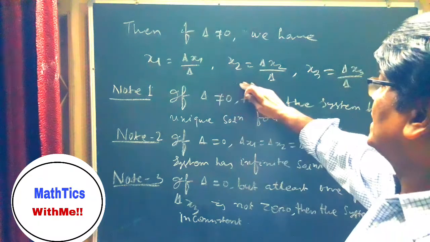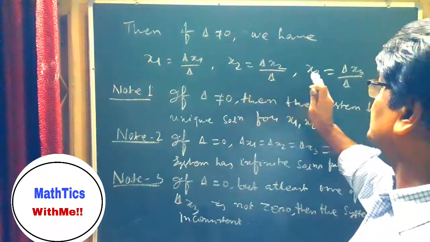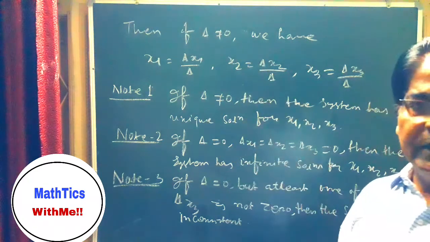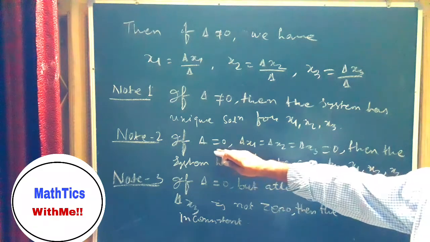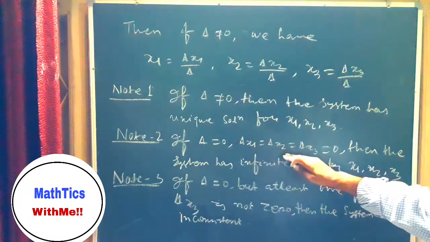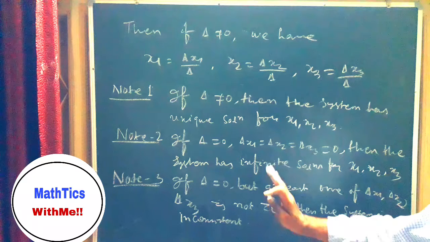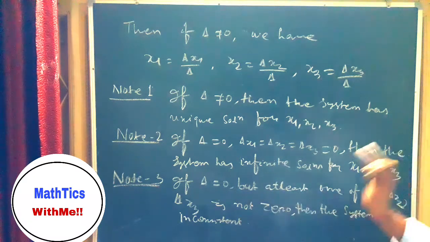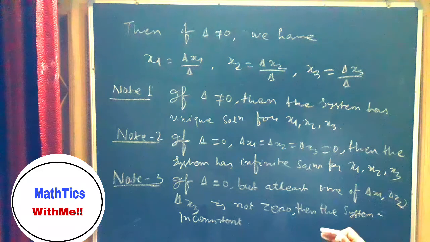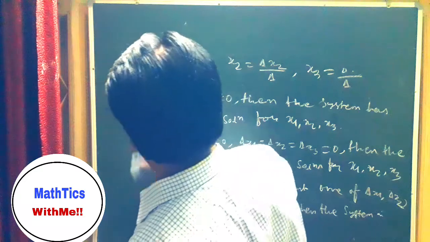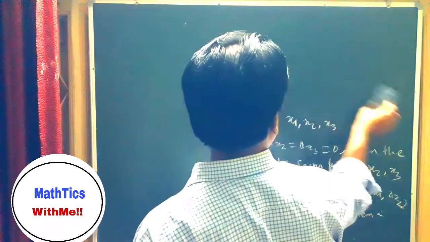So this is the formula by which we can find x1, x2, x3 provided delta is not equal to 0. That means delta not equal to 0 means the system has a unique solution. If on solving we get delta 0, delta x1 0, delta x2 0, delta x3 0, then the system has infinite solutions. If delta is 0 but at least one of delta x1, delta x2, delta x3 is not 0, then the system is inconsistent. So now let us proceed to solve a problem applying Cramer's rule.